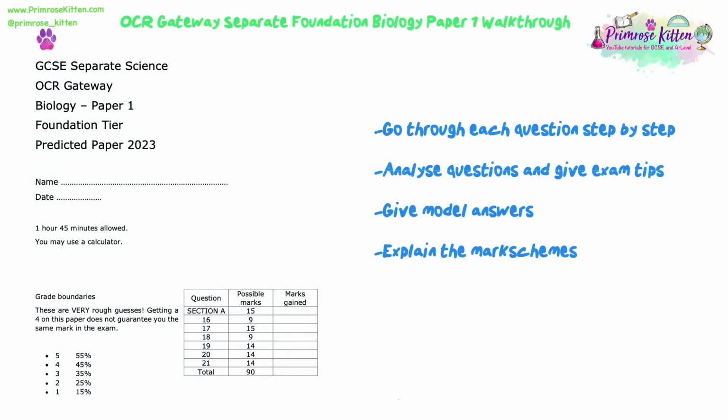Hi everyone, so we're looking at the OCR Gateway or OCR-A Biology Paper 1, but it's for the separate foundation tier. Hopefully you've downloaded the paper and had a go at it at exam conditions in the time that's suggested on the front, and then maybe you've had a go at marking it already, or maybe you want to mark along with me. That's fine. What we need to do is we're going to go through each question step by step. I'm going to analyse the questions, give some exam tips, so what you should highlight, what you should annotate, link to kind of what content you should know to be able to answer that question, then give some model answers, and then explain the mark schemes.